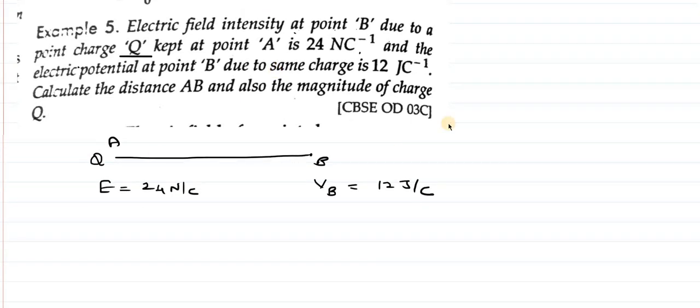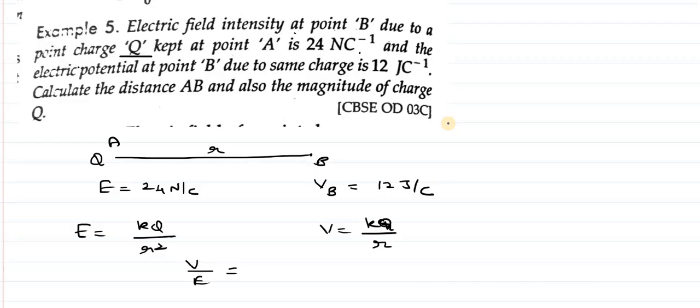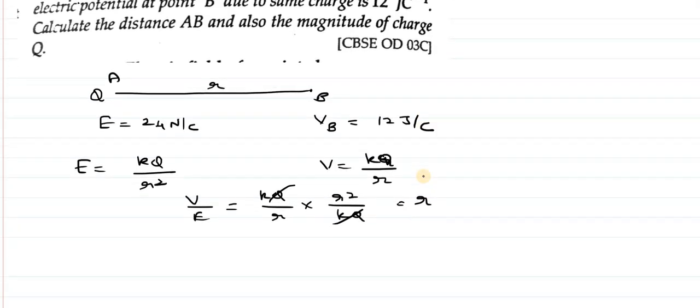Very simple, right? Just now we have learned the relation between these two things. What is electric field? KQ by R square, correct? And V is simply KQ by R. Now divide V by E. V by E will be equal to KQ by R into R square by KQ, correct? So this cancels, one R cancels, you will get R. So simply by dividing V by E you will get R. So 12 by 24, it is 0.5 meter. Is it clear? Any difficulty?